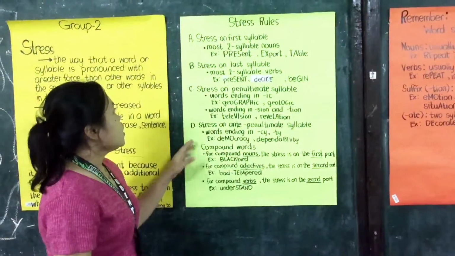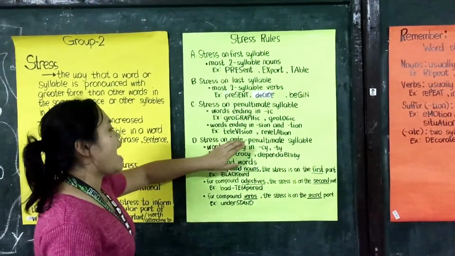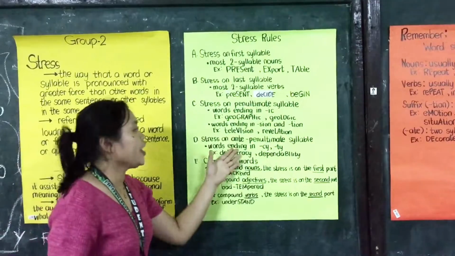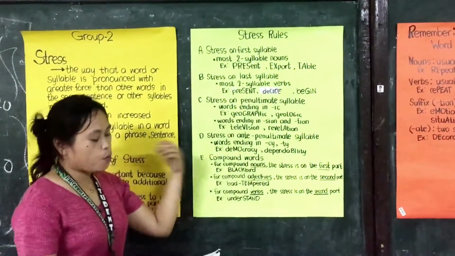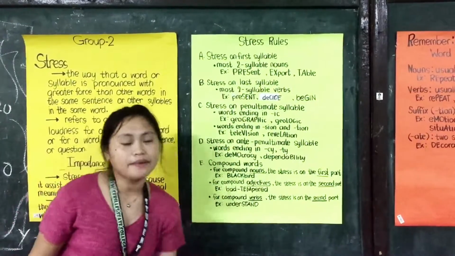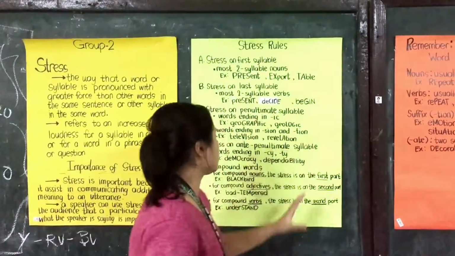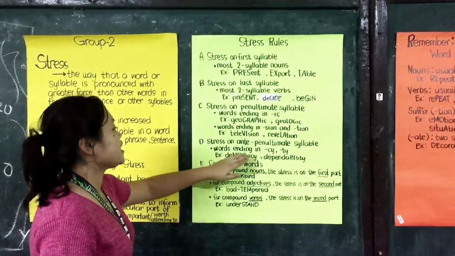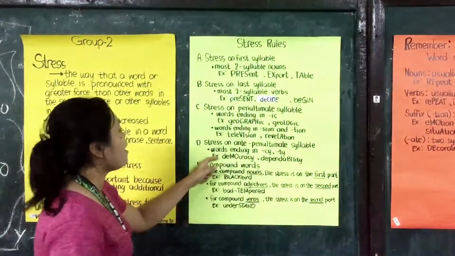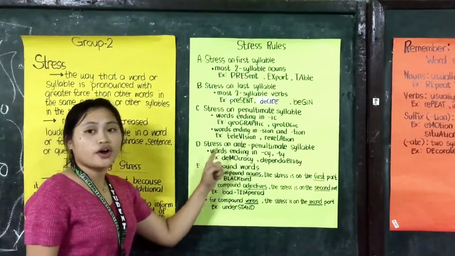That's it. Next we have the stress rules. Stress on the antepenultimate syllable, meaning the third syllable of a word counting from the end. So start from the end and then the third is stressed. We have here words ending in CY and TY. Example, democracy.